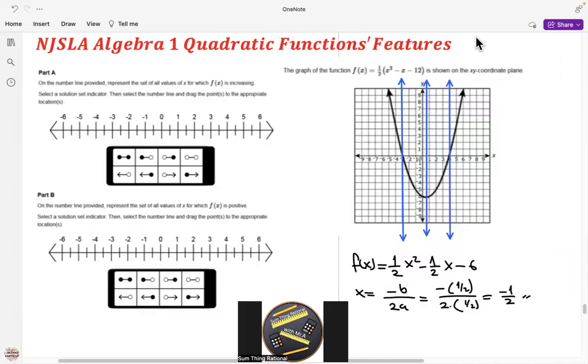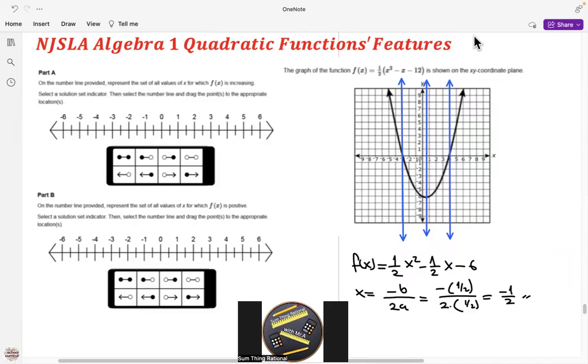Hello everyone. We have been solving NJSLA Algebra 1 questions on quadratic functions, features, and solving quadratic equations. So here is one of the questions again. It is like the previous question, where the function is increasing and decreasing.